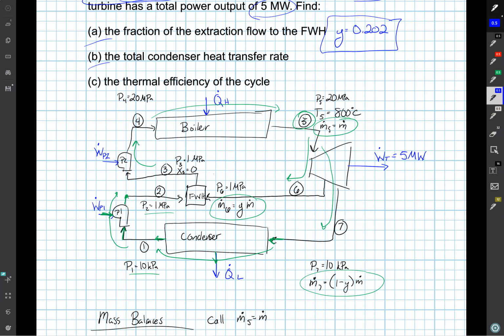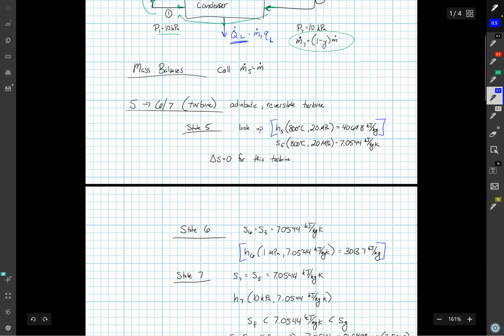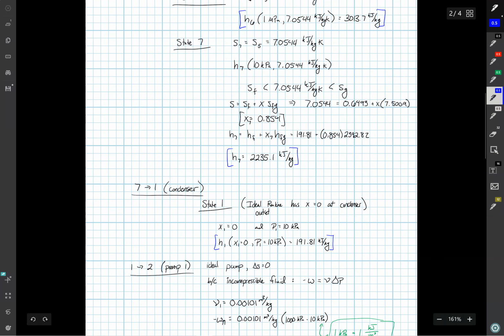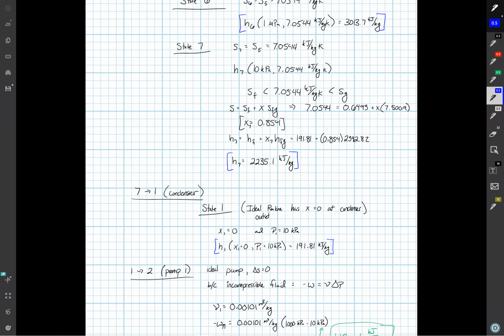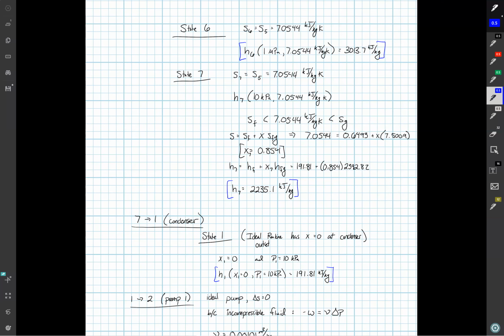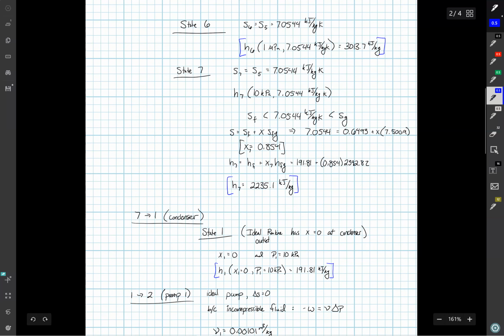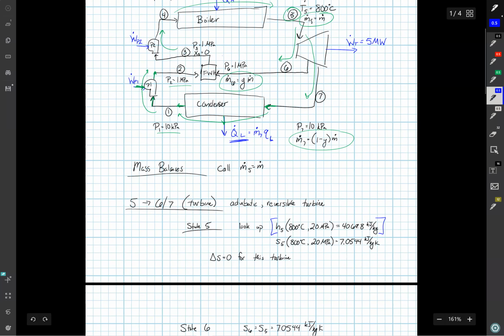So for B, what we're trying to find is this value down here, Q dot L. In order to find Q dot L, it equals M dot 7, the mass flow rate through that piece of equipment, times the specific heat transfer rate. We found everything that we need to find QL. We found the enthalpy at state 1, and the enthalpy at state 7. We just have to do a quick energy balance. We know the enthalpy on both sides, so we can find that really quickly. What we haven't found yet is the mass flow rate.